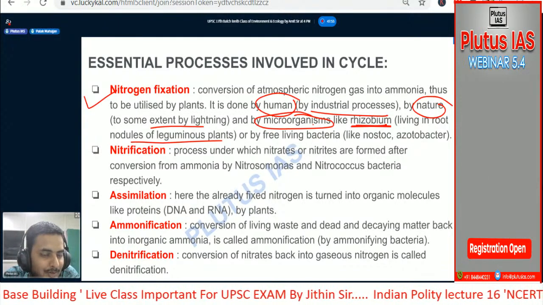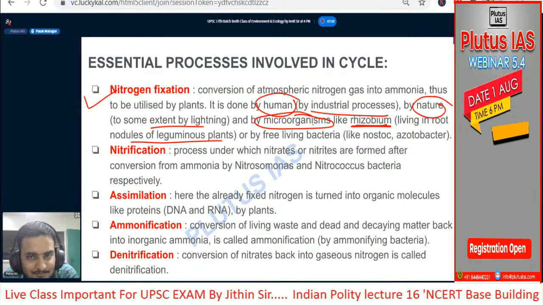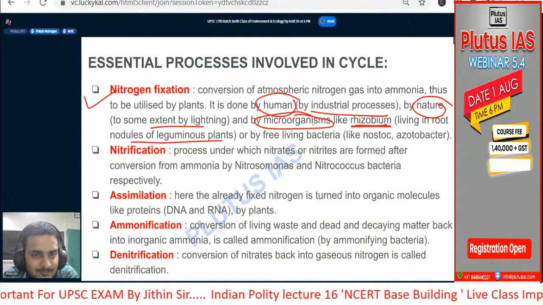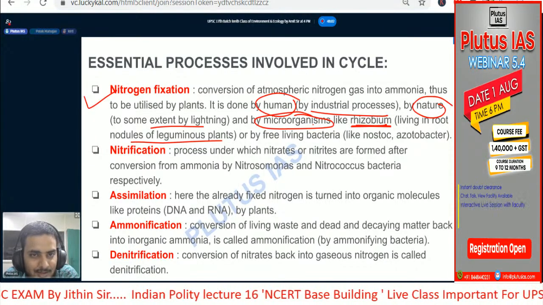Okay, they are the plants which belong to the Fabaceae family and they are able to fix atmospheric nitrogen. Yes, correct, you are right.